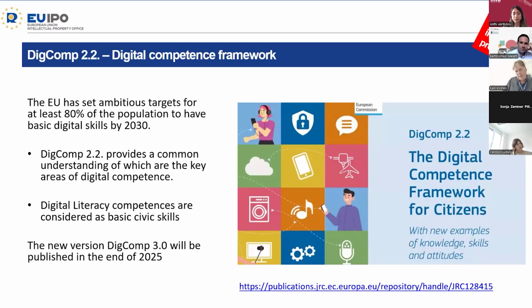In Europe, the European Commission has a digital education action plan, and there are also these digital competence frameworks. It's important to notice that intellectual property competencies are part of the basic skills for every citizen. It's not only for teachers or students, but everybody. These are defined in the DIGCOMP 2.2, and actually it's to be updated, and at the end of the year, the DIGCOMP 3.0 will be published.